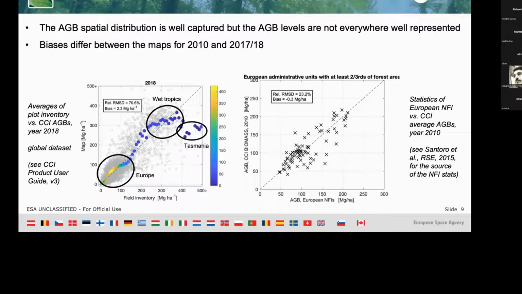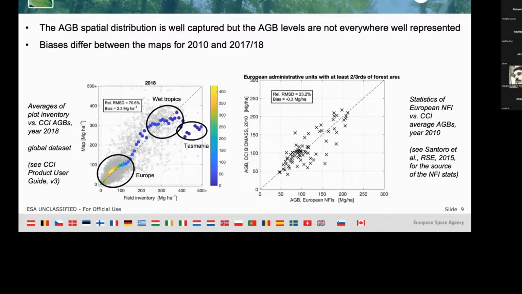An independent validation has been performed with about, I think, 120,000 in situ inventory plots from different networks, national forest inventories, and so on. That's not a systematic sample around the Earth. It's rather opportunistic, so it doesn't follow any systematic sample design, at least globally. But that's what we could get hold of in the end, what reaches certain accuracy standards. In addition, we also considered statistics that are reported at national or subnational levels.